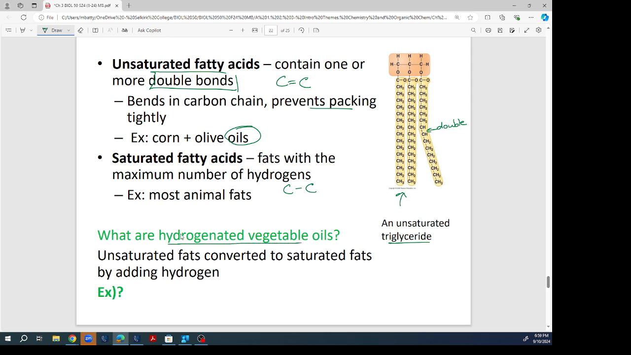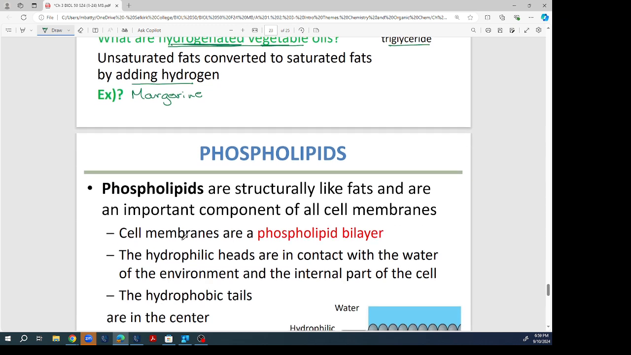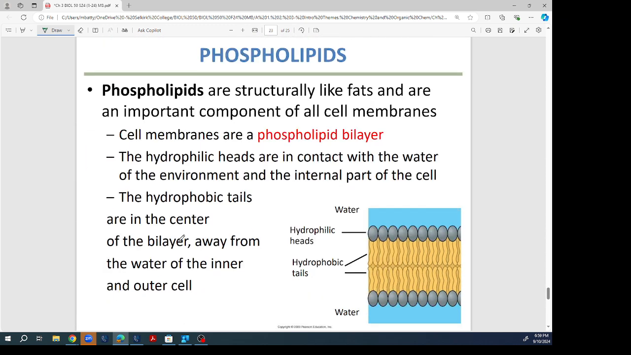So hydrogenated vegetable oils are a way of making margarine. And so basically, I don't know how to spell margarine. A-R? I don't eat margarine much. So unsaturated fats converted to saturated fats by adding hydrogen. They're hydrogenated vegetable oils. And so you can make them solid as a butter replacement when chemically they are not what butter is. So phospholipids are really important.